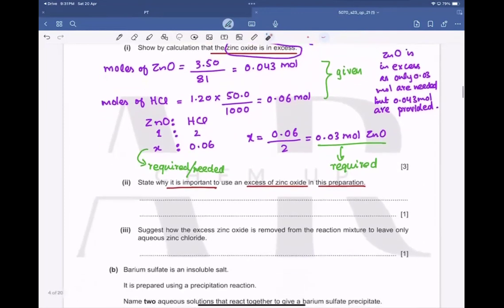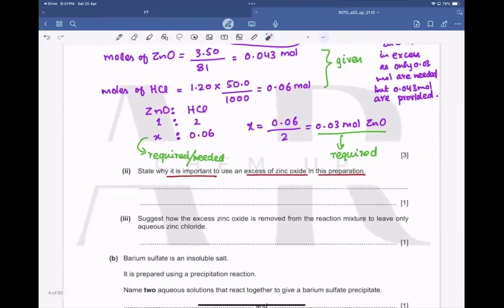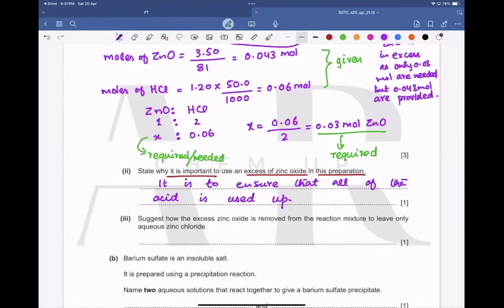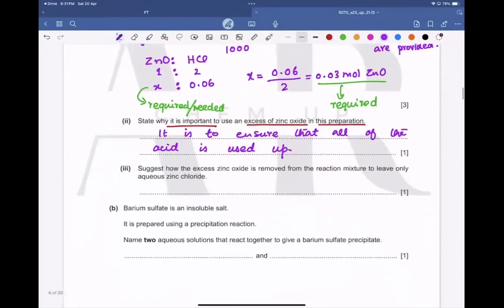Yes, very good, Zainab. So is this clear to all of you? It is to ensure that all of the acid is used up. Yes, if any one of you has any confusion in it, please ask.